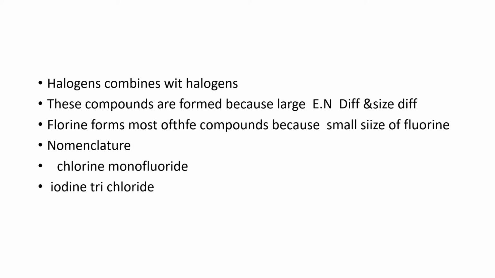Now nomenclature: how to name interhalogens. For example, you can take ClF, ICl3, ICl, etc. How to name ClF? When writing the formula, the positive ion is written first, then the negative ion. In ClF, chlorine has less electronegativity than fluorine, so ClF is written. How do we read it? Chlorine monofluoride.